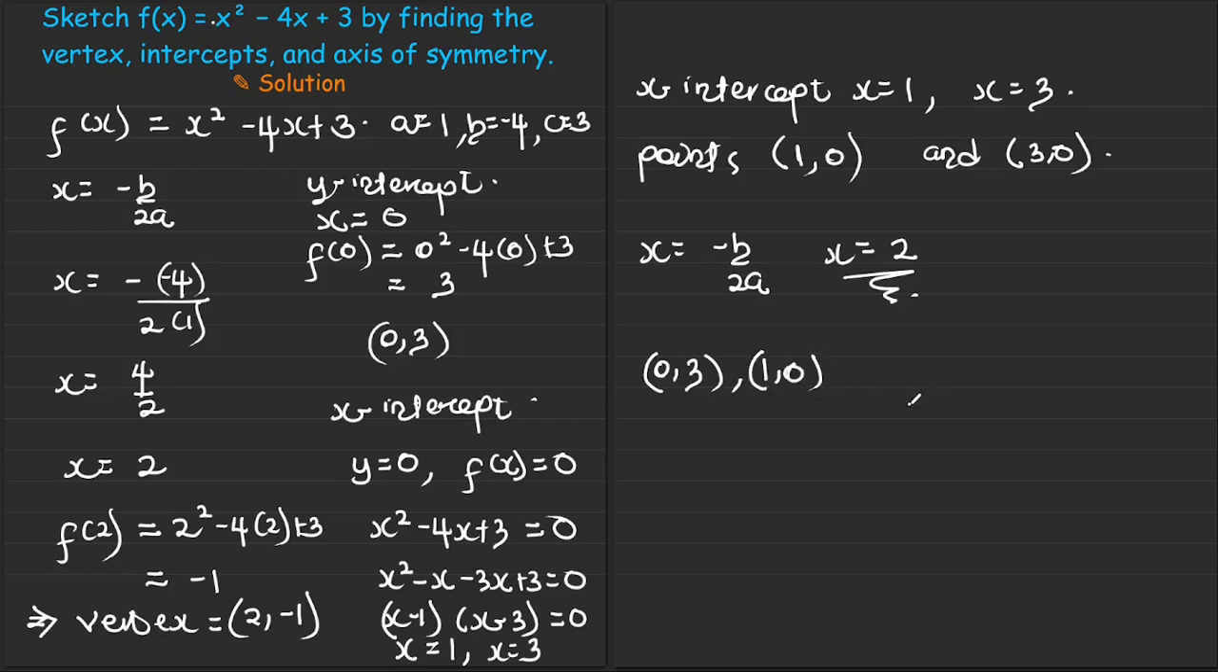So I'm listing them in order. Then we have (2, -1). So (2, -1) was simply the vertex. And we also had (3, 0). We have these 4 points. Now if we have these 4 points, let's then go to our graph sheet and see if we can come up with a sketch.